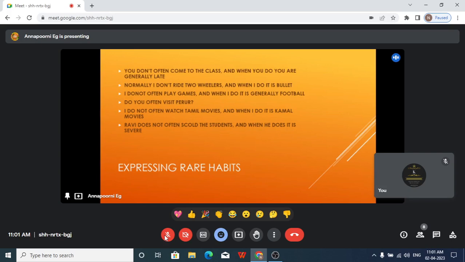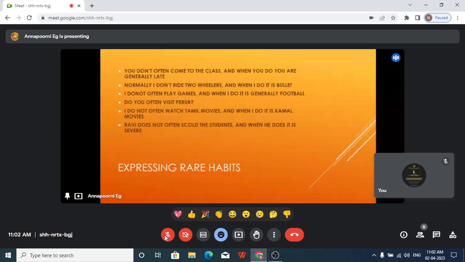So the student, if there are 360 days in a year, in 360 days, the student comes to the class for only 60 days. Imagine like that. Out of 360 days, I know 2 months will be vacation, fine. The rest of the 10 months, the boy comes only 20 to 30 days to the school, and the rest of the days he is absent. And now the sir is telling, you don't often come to the class. And when you do, you are generally late.